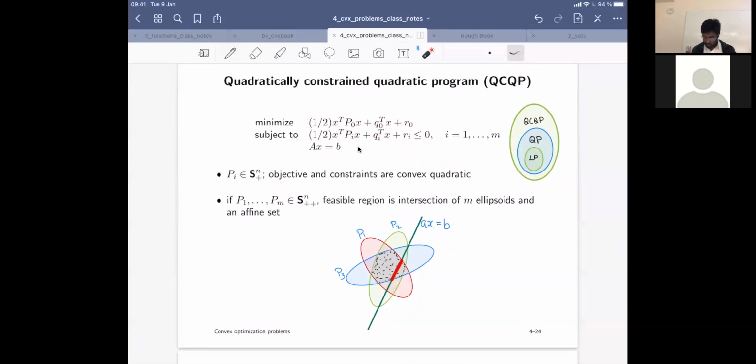So how do you visualize this? Here, you are minimizing a quadratic function. Maybe let's draw the level curves.